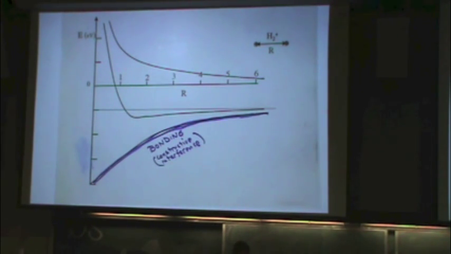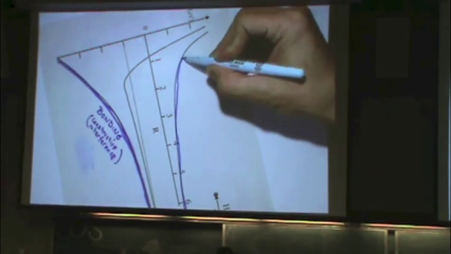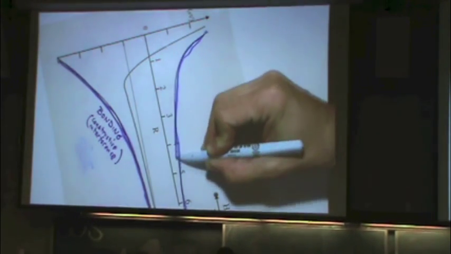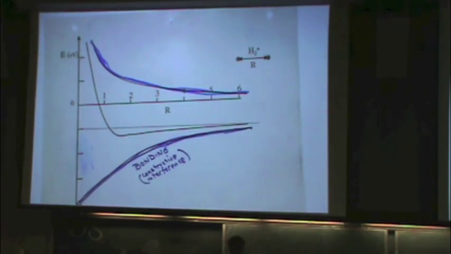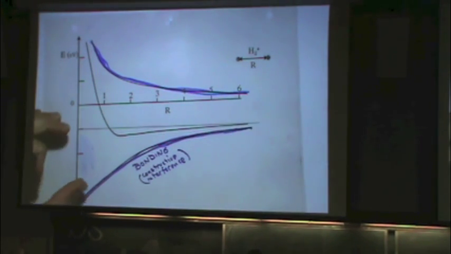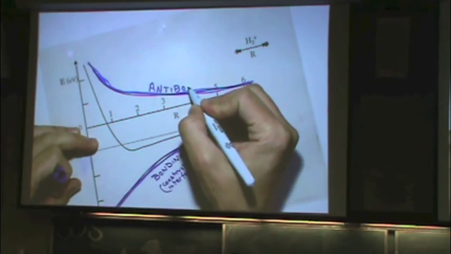Now up here, let's get a different color. As they get closer and closer, there's a repulsive interaction represented by this curve that I'm drawing. That's the repulsion they have. The two nuclei both have protons, or positive charges. When those positive charges get together, they're repulsed by each other. So the nuclei repulsing each other is drawn by this curve here. And this is called the antibond curve.